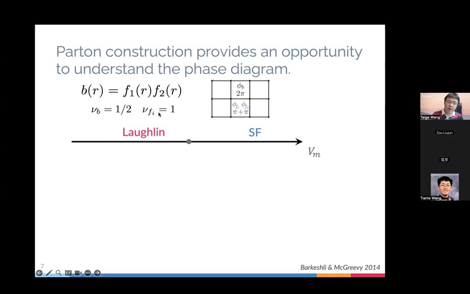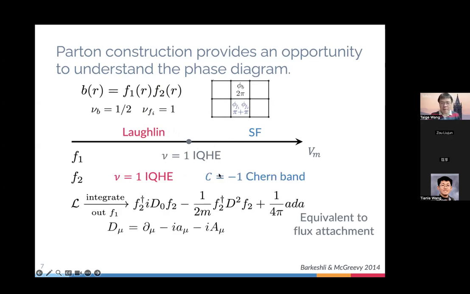The bosonic partons F are both in nu = 1 integer quantum Hall, as discussed here. They will give you a Laughlin state. And the possibility of transition into a superfluid state in a continuous way is for one of the partons, F2, to form a C = -1 Chern band. Now, upon integrating out F1, the resulting field theory will be for the Laughlin state if the Chern number is 1 for the fermionic parton F2. But if it's C = -1, it will give you a superfluid.